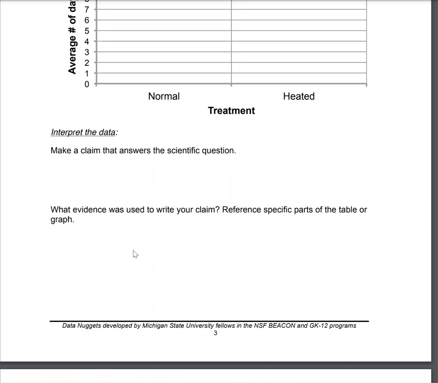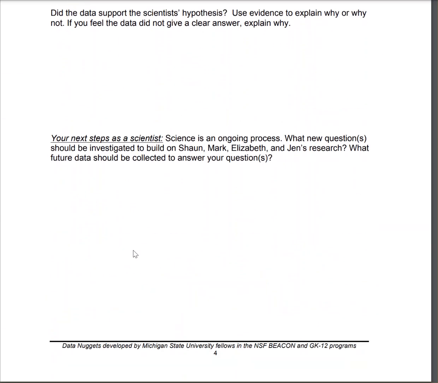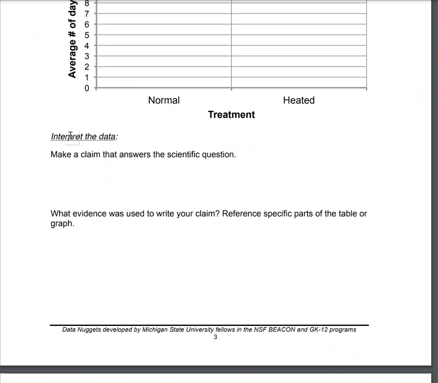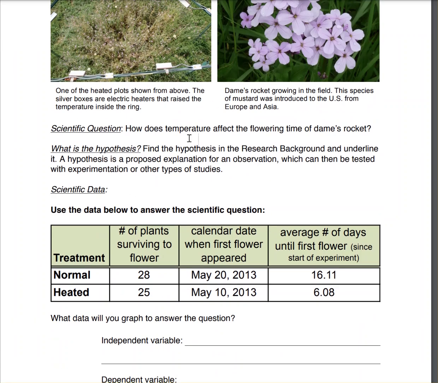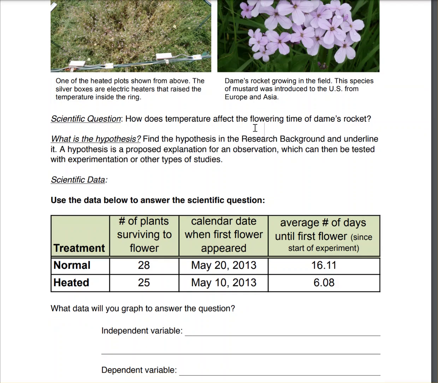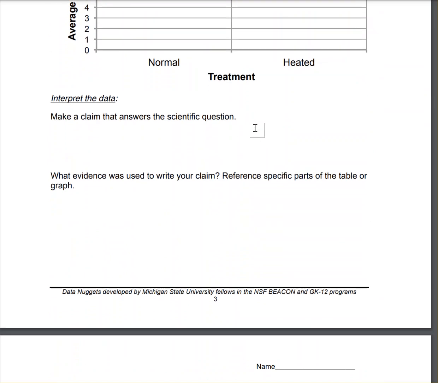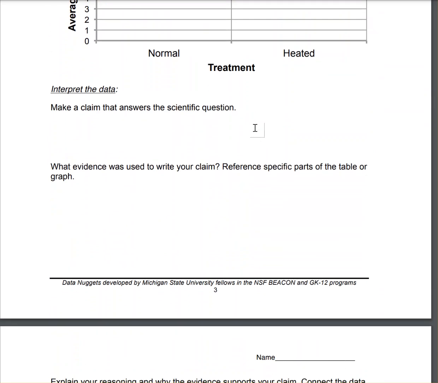Now, this is stuff that you guys are going to work through on your own here. You're going to interpret the data. Make a claim that answers a scientific question, which again was right up here. How does temperature affect the flowering time of Dame's rocket? Does it affect it? Does it make it flower sooner? Does it make it flower later? So make your claim. In this case, I think the data shows that temperature does make it flower faster. So that's what you would put here. But you can't just leave it at that.